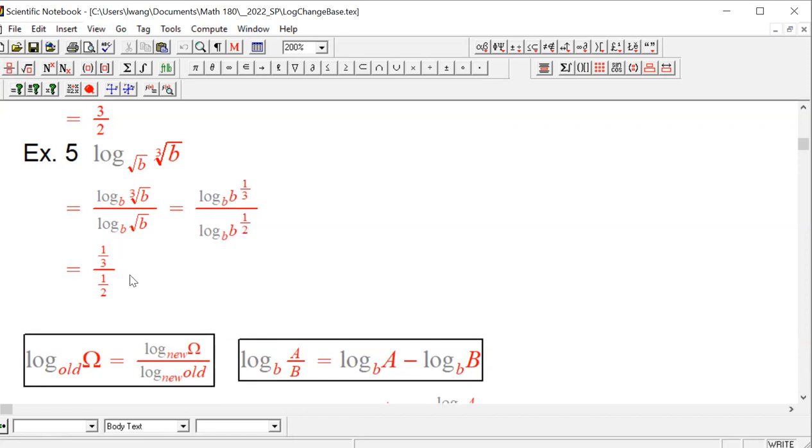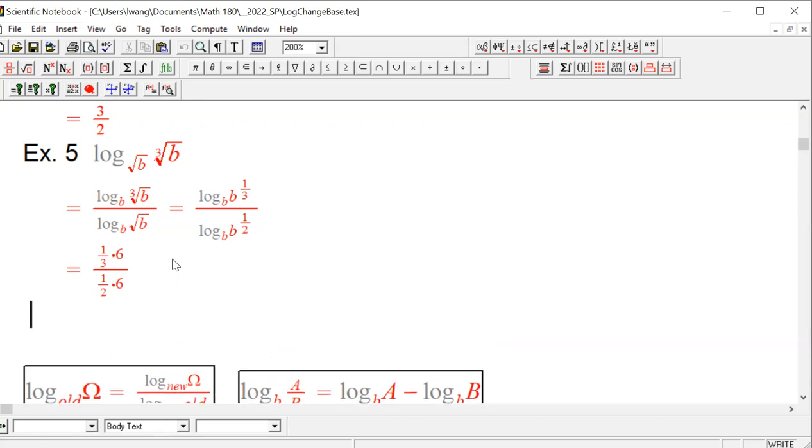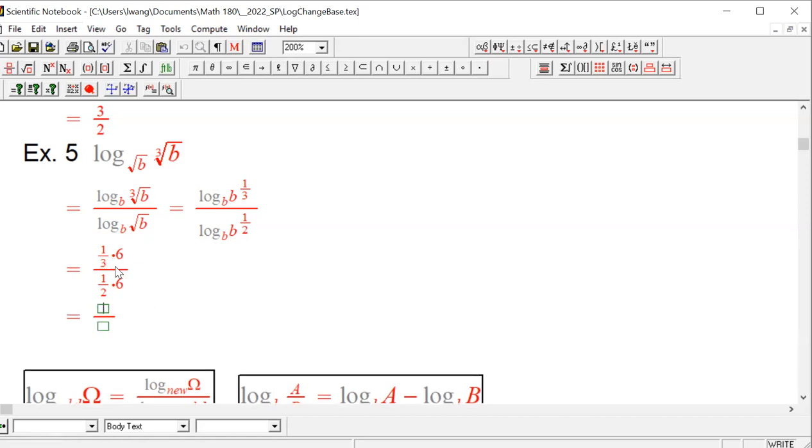Okay. And then we come to reduce the fraction, and the common denominator, of course, is 6. So we multiply 6 on top and bottom. Principle number 1 applies. And we simplify the top and bottom, and we will get 2 on the top and 3 on the bottom. That's it, right?